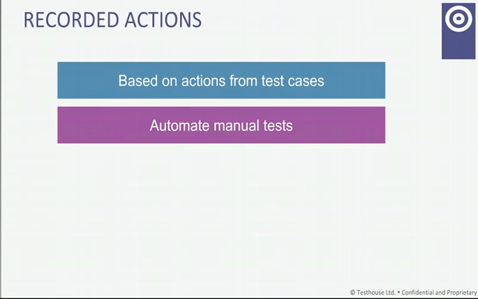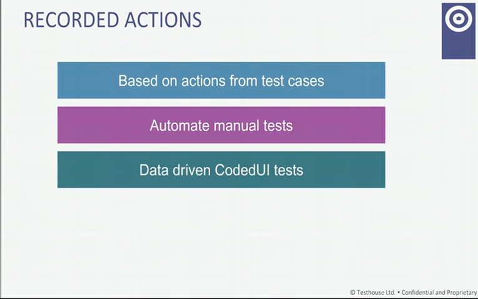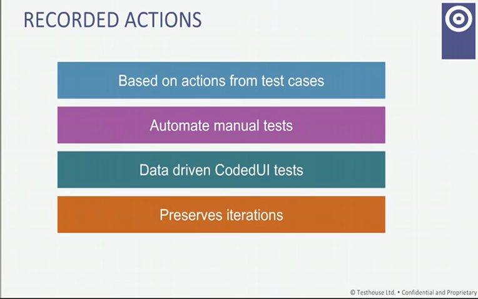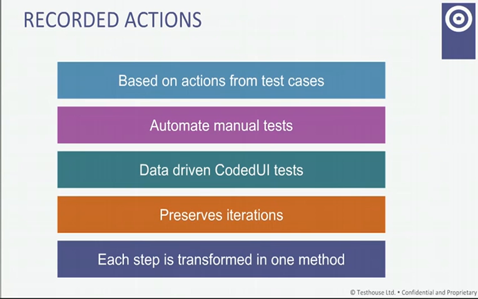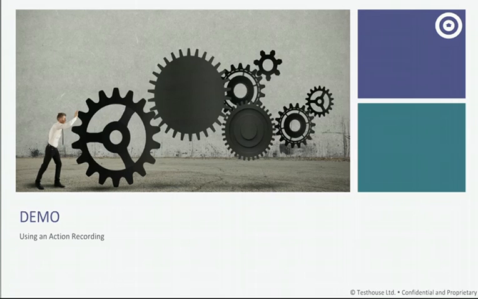They automate your manual tests, so if you've got a good set of manual tests, it saves a lot of time going in. You can preserve iterations. You can do some data driving in MTM, but the data driving in CodedUI is much more powerful, so I strongly suggest that you use that technique. Each step in your test case is converted into a test method within the CodedUI. So that's something to bear in mind if you do this. You probably end up with lots and lots of methods, which is no bad thing if you want to do a lot of modification. So our last demonstration for today will be how to go about doing this.